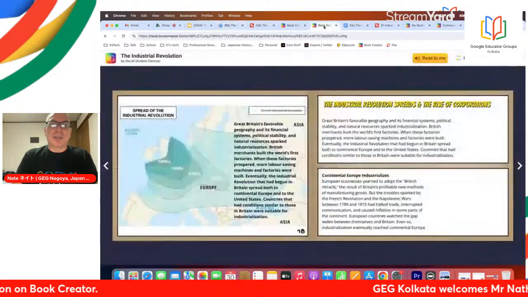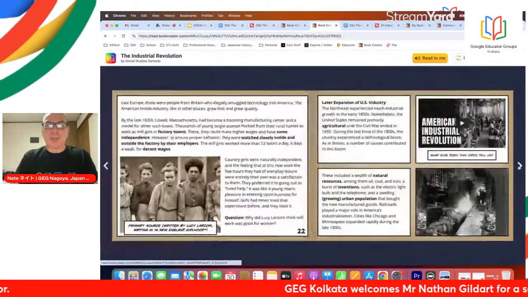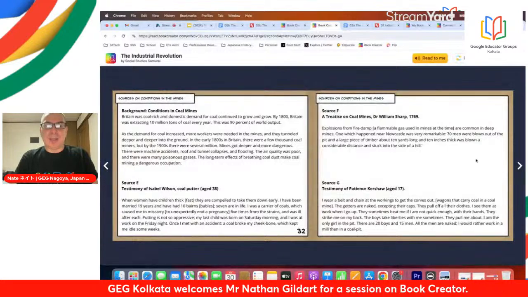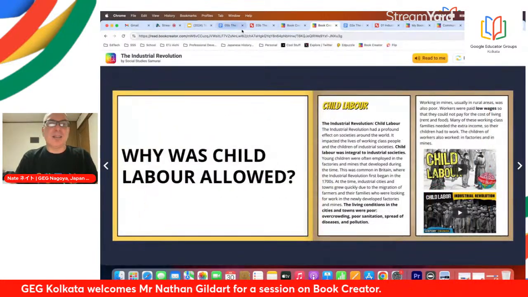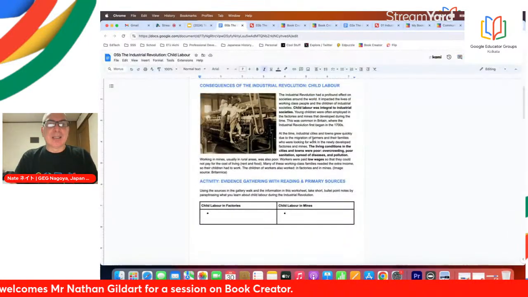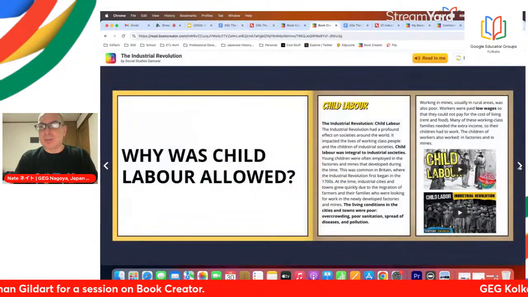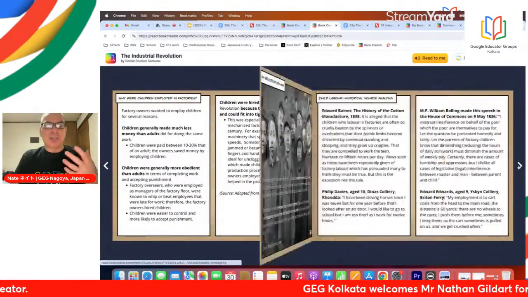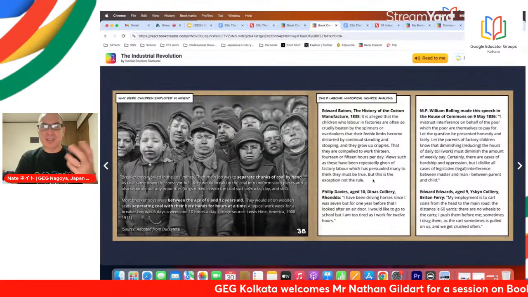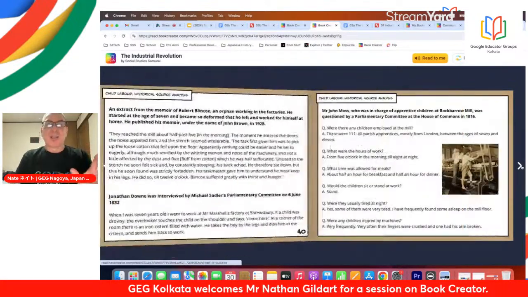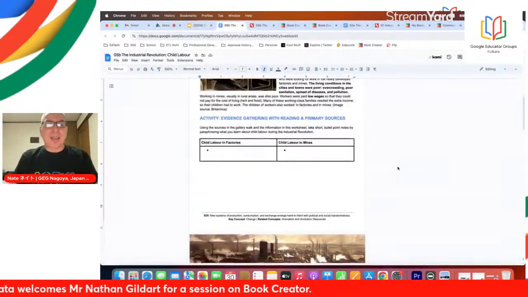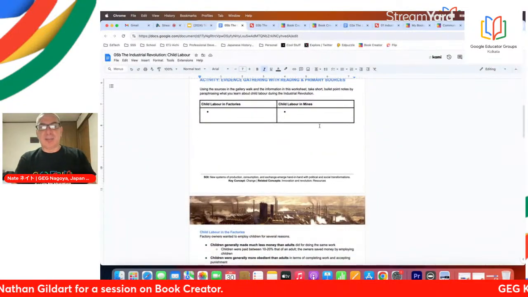And when we get back to Book Creator and we get up to child labor, these are conditions in the mines and that kind of thing. All right, now the part on child labor. So then they're looking at some different sources. I've got these historical sources, and a lot of them are really short. But again, we're focusing on the skill, which we've reviewed. And we have child labor in factories and in mines.